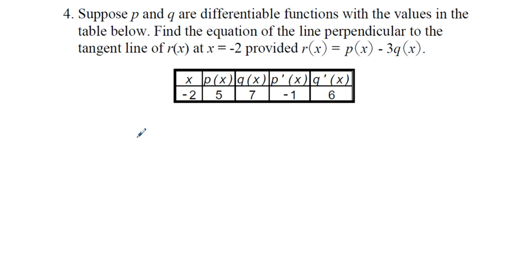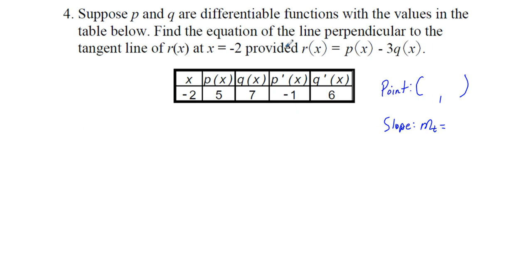Next, 4. Suppose p and q are differentiable functions with the values in the table below. Find the equation of the line perpendicular to the tangent line of r of x at x equals -2, provided r of x equals p of x minus 3q of x. So we're going to have our point here. Okay. And we're going to need our slope, which is m sub t equals something.